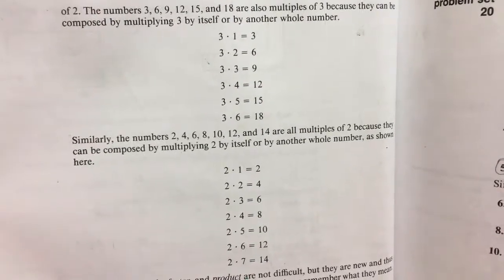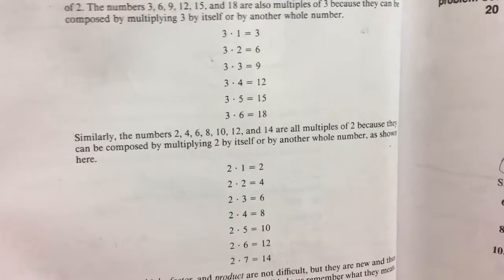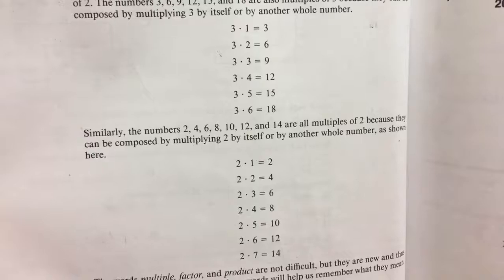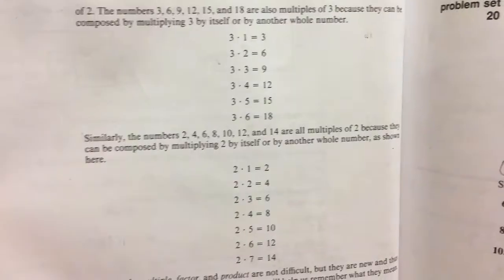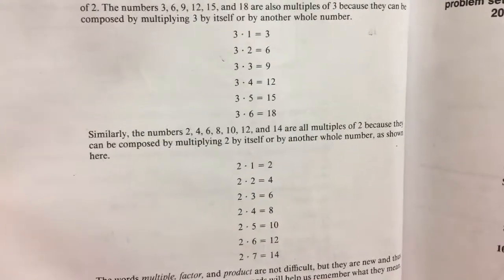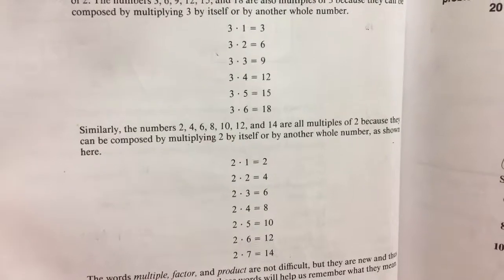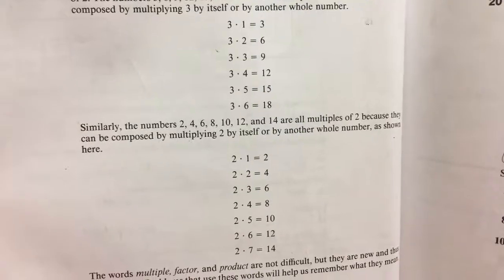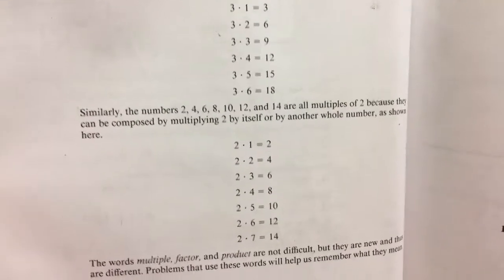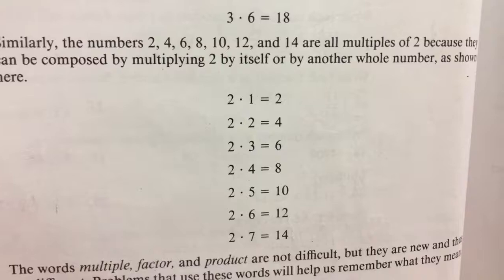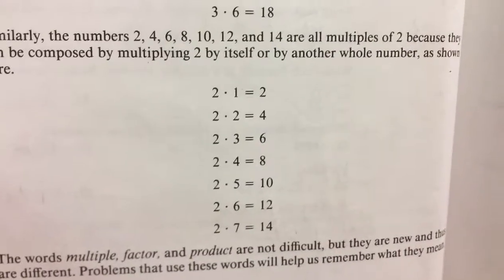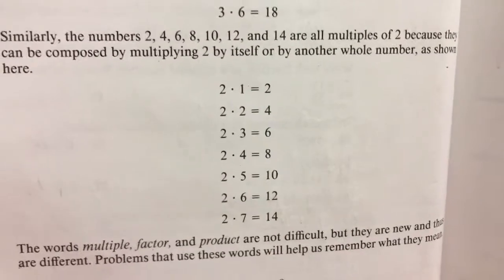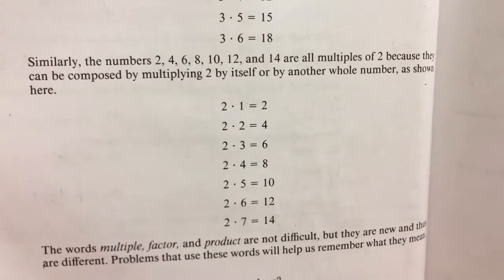So 3 times 1 is 3, 3 times 2 is 6, 3 times 3 is 9, 3 times 4 is 12, 3 times 5 is 15, 3 times 6 is 18. So we have all of those multiples of 3: 3, 6, 9, 12, 15, 18, and they go on. And then down here, we've got multiples of 2, and so 2, 4, 6, 8, 10, 12, 14, 16, 18, and so forth are multiples of 2.